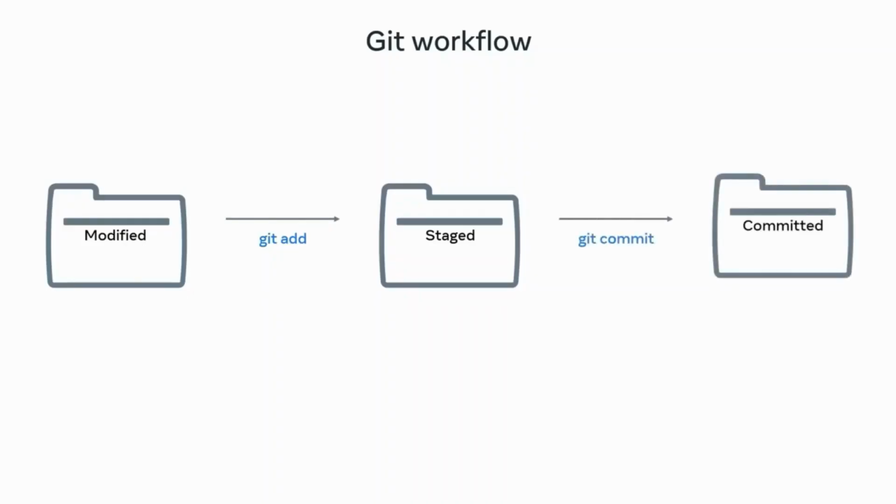Then, the last state is the committed state. Committing a file in Git is like a save point in many ways. Git will save the file and have a snapshot of the current changes. Let me introduce you to an example that summarizes the workflow clearly.